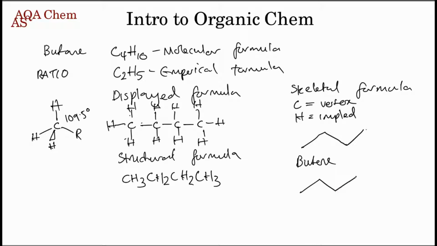that can be drawn like butane, but with a double bond here. You see how there's 2 lines for 2 bonds? This vertex is still a carbon, this one's a carbon, this one's a carbon, this one's a carbon. Any of the remaining unfilled bonds will be filled with hydrogens.